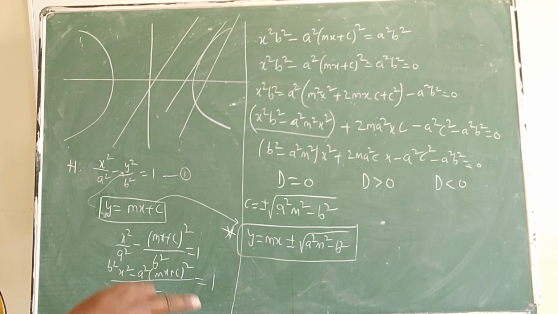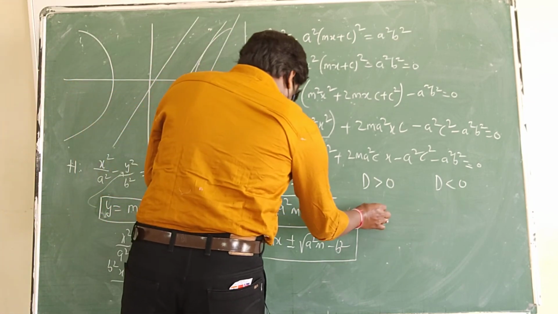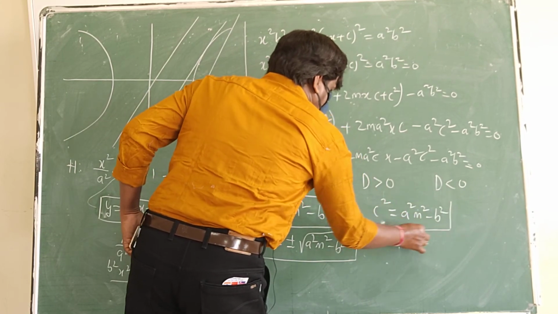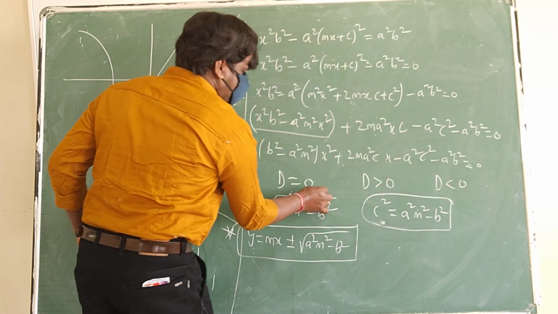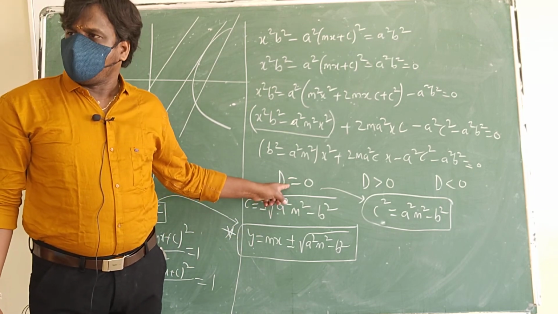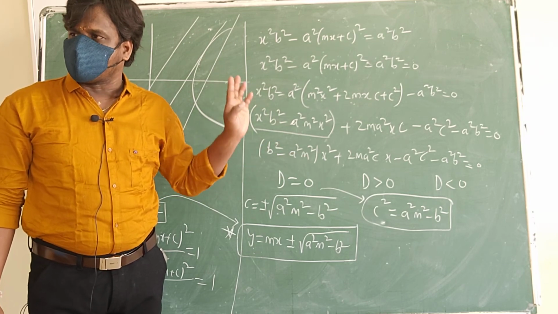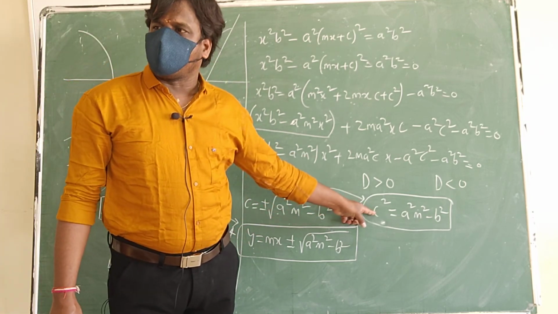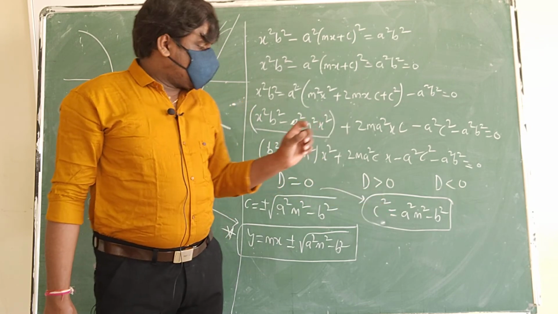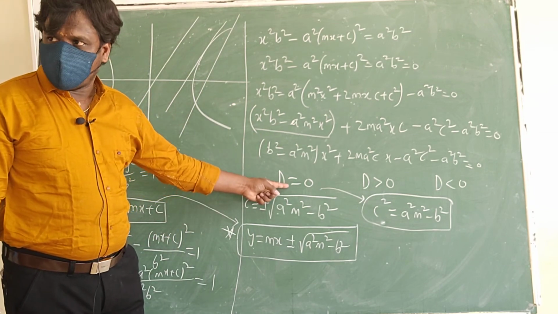If you apply discriminant, you will get c square is equal to a square m square minus b square. Listen here. What is the discriminant formula? B square minus 4ac. I have proved it, you can check it once again. So you will get c square is equal to a square m square minus b square. So discriminant equal to 0, that will be tangent.